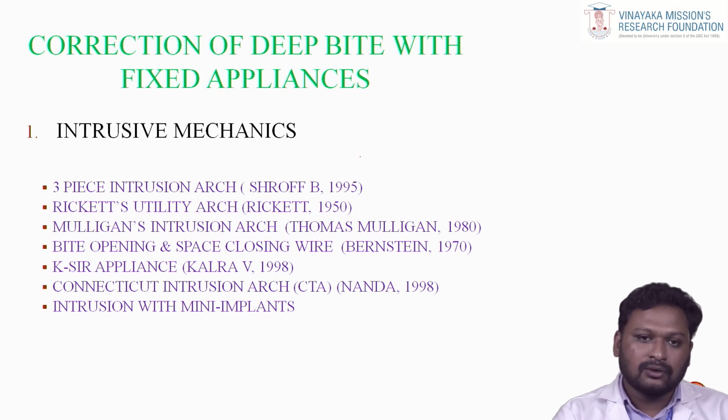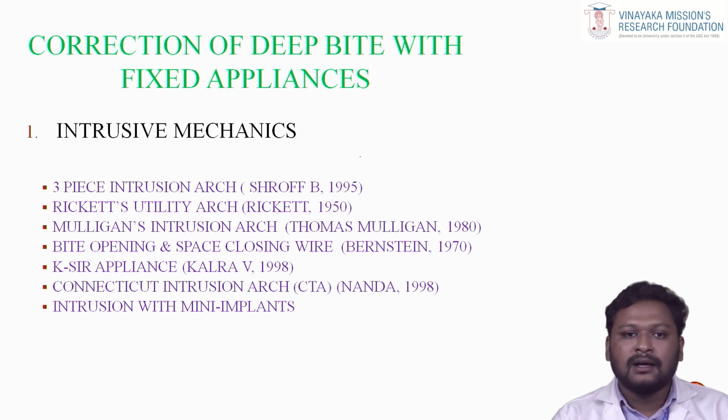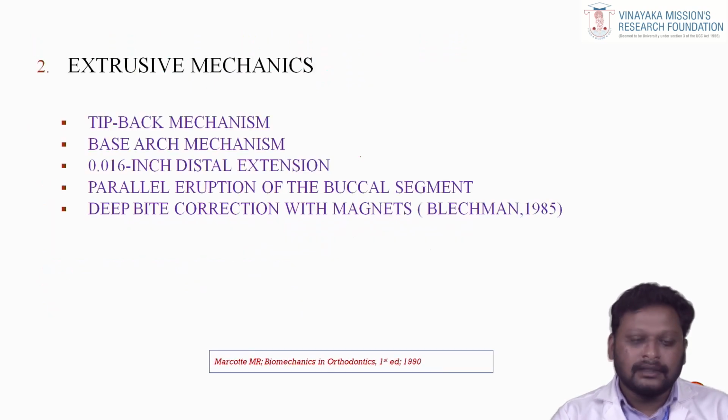So all of these are only for intrusion. Basically, removable appliances will be a combination of intrusion of the incisors and extrusion of the posteriors. But in these fixed appliances, the intrusion arches and utility arches are mostly concerned with only the intrusion of the incisors. Similarly, there are extrusive mechanics: the tip back mechanism, the base arch mechanism, the 1/6-inch distal extension, parallel eruption of the buccal segment, and deep bite correction with magnets. I'm just giving the names, so just note them down.